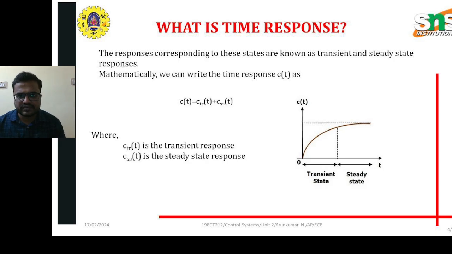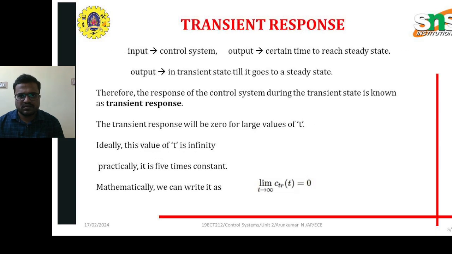Based on this, we can write the expressions. Here c_tr(t) is the transient response, and c_ss(t) represents the steady state response. Based on this calculation, we can find the waveforms of the corresponding control system. Next, it is based on the input of the control system and the output over time. Once you give any information to the input signal, it automatically passes towards the end. After that, we can find the corresponding output of the concerned system.